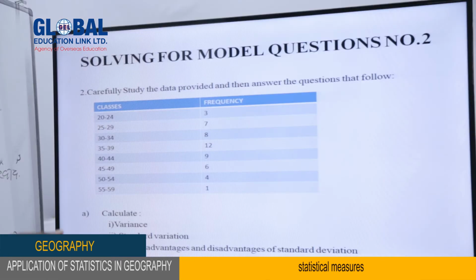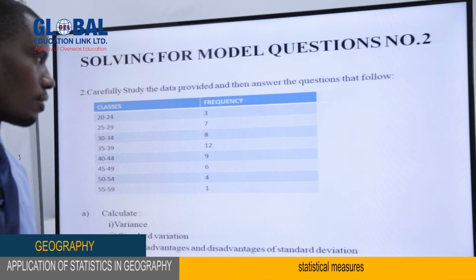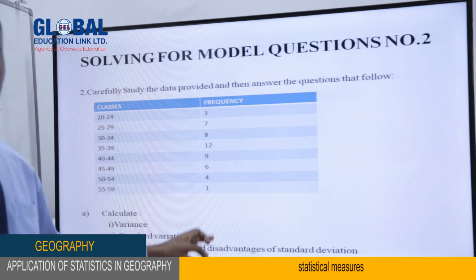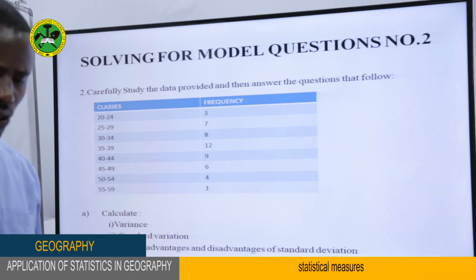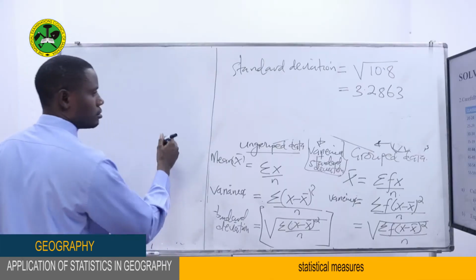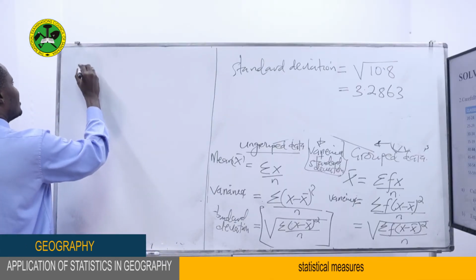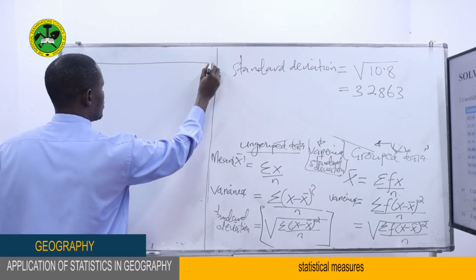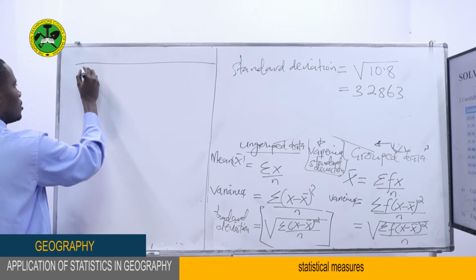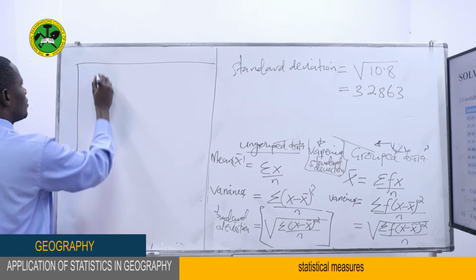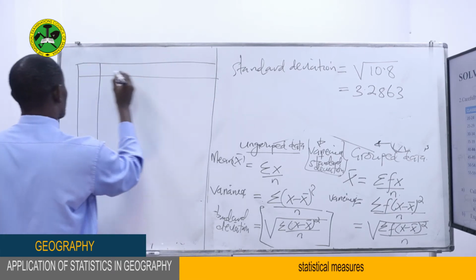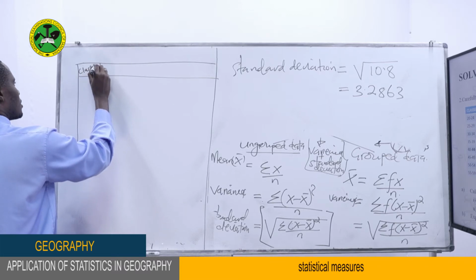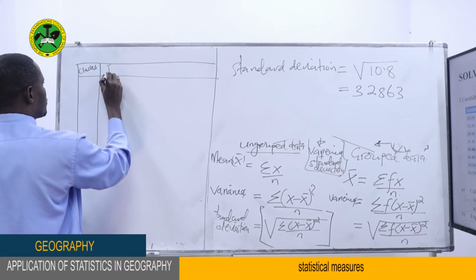Question number 2 is given as: carefully study the provided data and answer the questions that follow. We have been given the classes and the frequencies, and we have been asked to find the variance and the standard deviation. So as usual, we should develop the table of frequency. We have the first part which composes the classes, and then we are given the frequency.